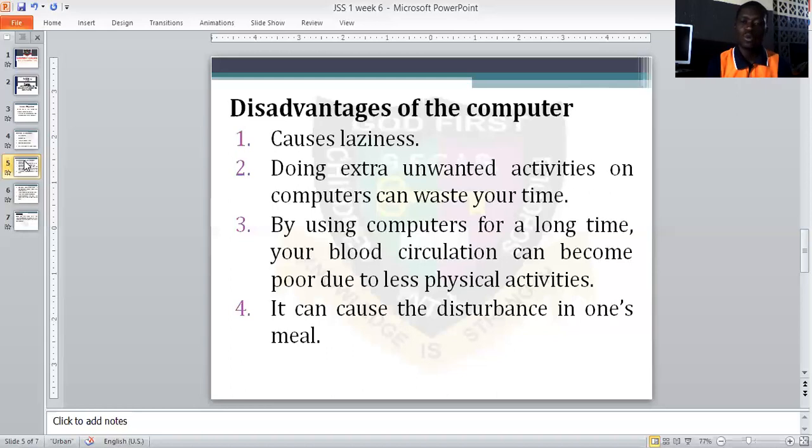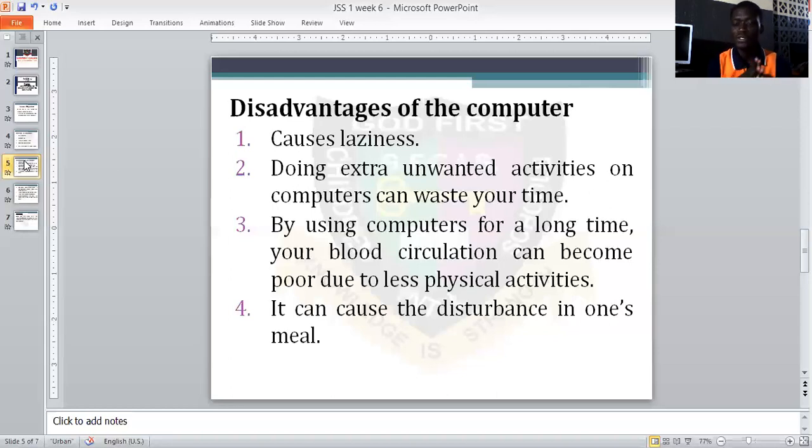That is why when you work with the computer, you should stretch yourself, you should shake your head, you should make some little body movement at an interval, so as to increase blood circulation and avoid pains all over your body. Another one is it can cause disturbance in one's meal. We all know this.